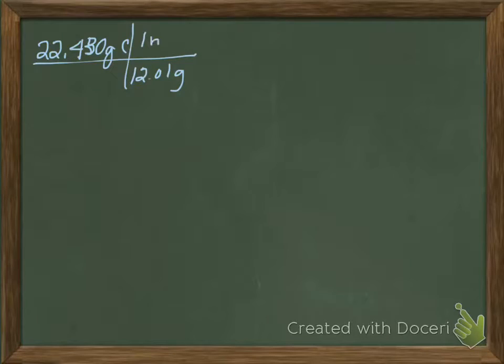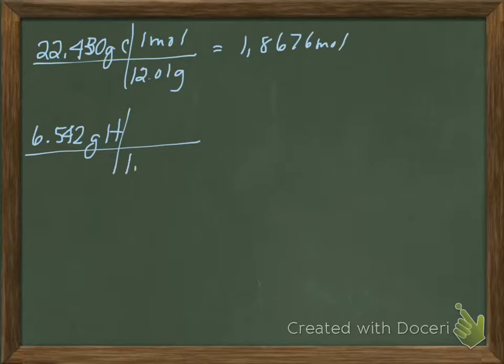Okay, so first thing we have to do is convert them all to moles. So we'll start with the carbon first: 22.430 grams of carbon, divided by its molar mass, and we get 1.8676 moles. Then we'll do hydrogen. So hopefully y'all are doing this with me. Divide by its molar mass, 1.01.